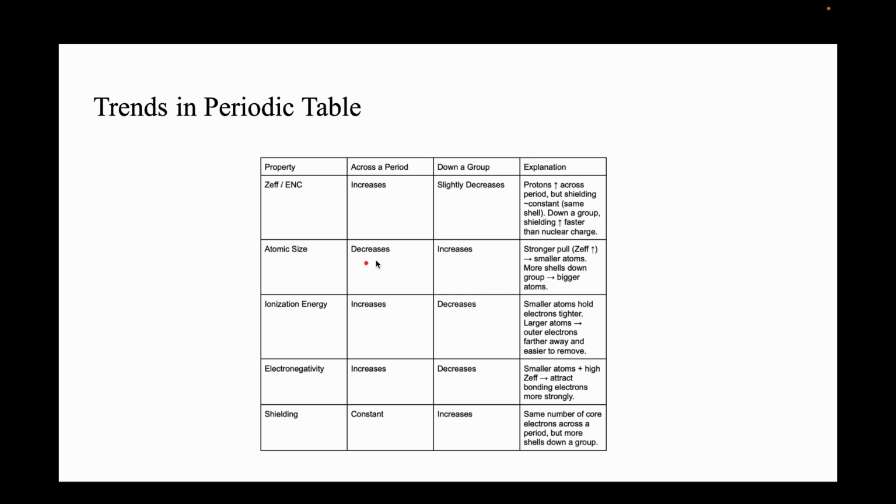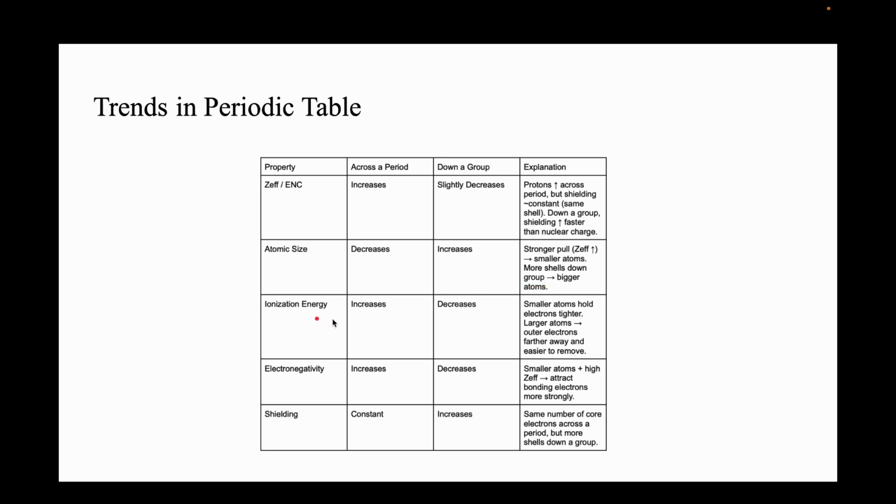Now we have atomic size. It decreases across a period and increases down a group. This is because there's a stronger pull, stronger Z effective, which results in smaller atoms. More shells down the group, the increase in shells down a group, results in bigger atoms.